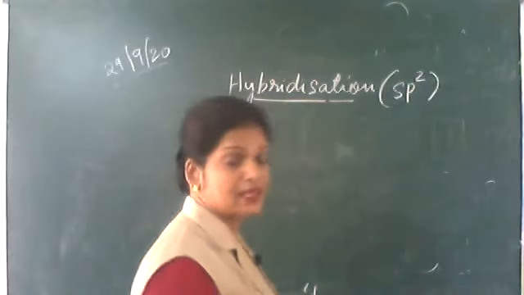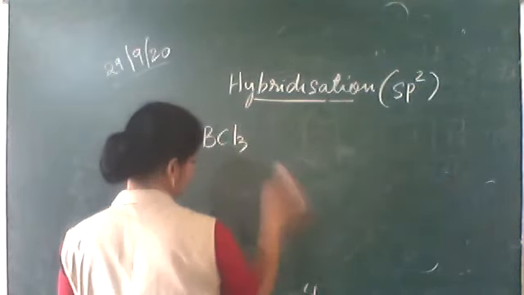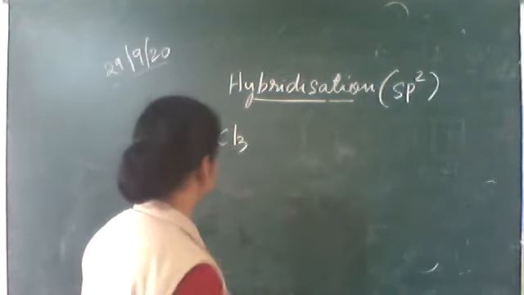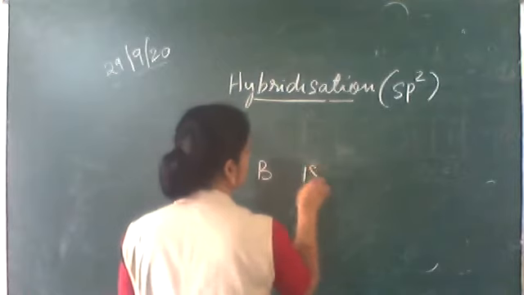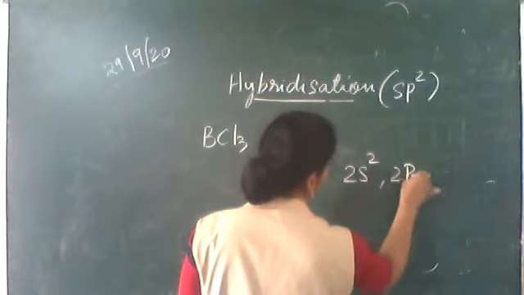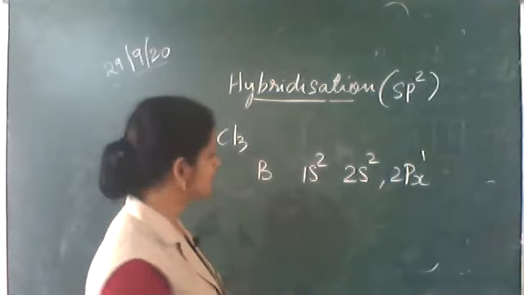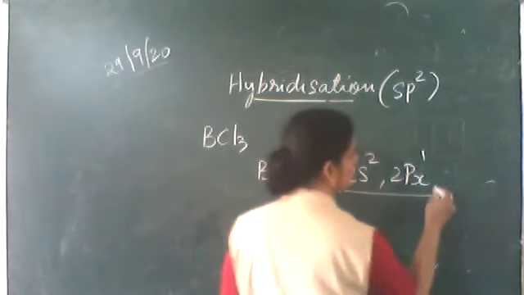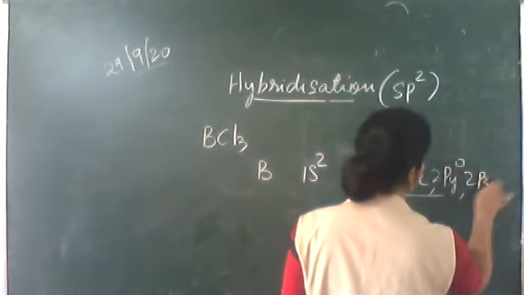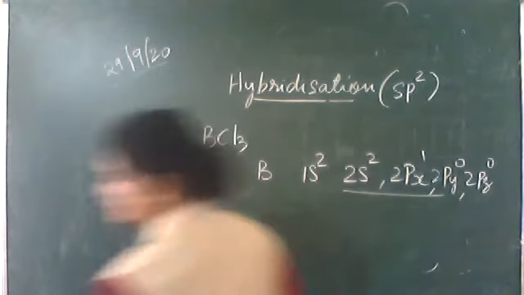Consider BCl3. Boron: 1s2, 2s2, 2px1. So these are the valence orbitals, 2py0, 2pz0.